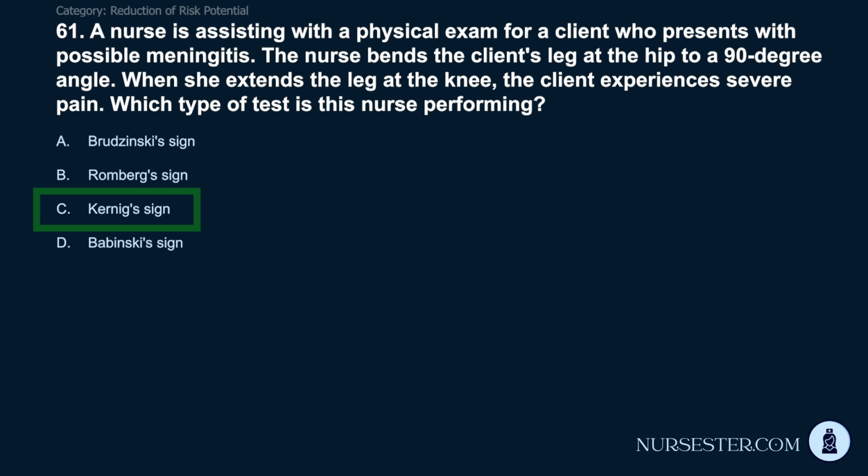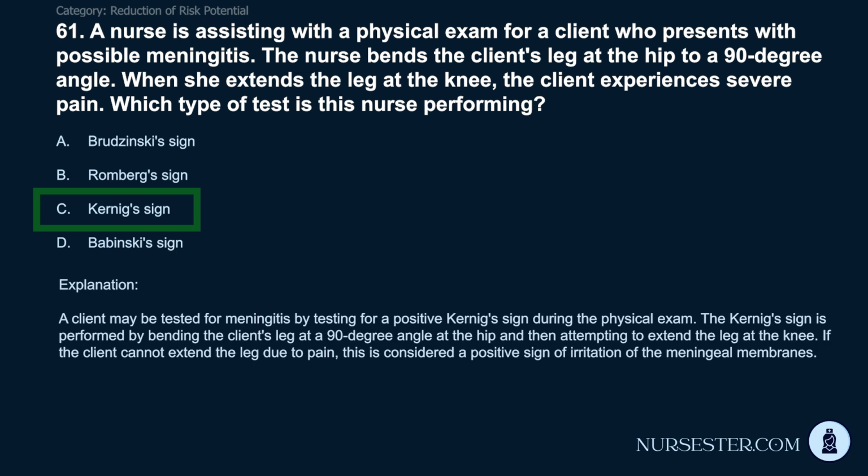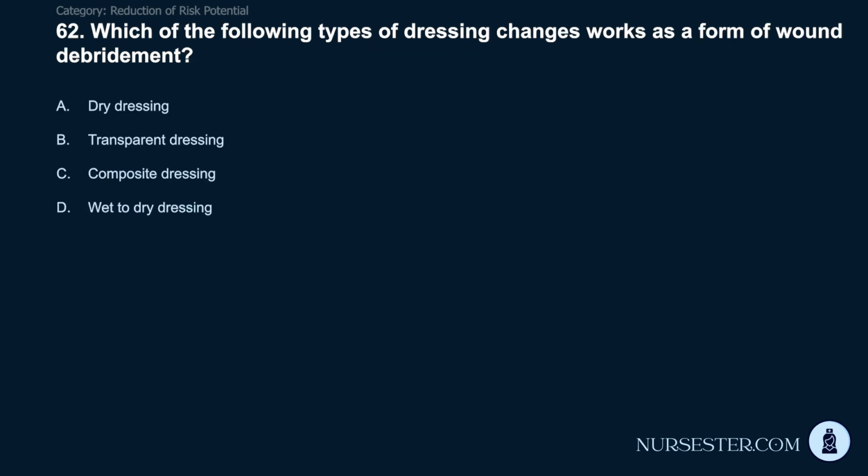Correct answer, C. Koenig's sign. A client may be tested for meningitis by testing for a positive Koenig sign during the physical exam. The Koenig sign is performed by bending the client's leg at a 90-degree angle at the hip and then attempting to extend the leg at the knee. If the client cannot extend the leg due to pain, this is considered a positive sign of irritation of the meningeal membranes.